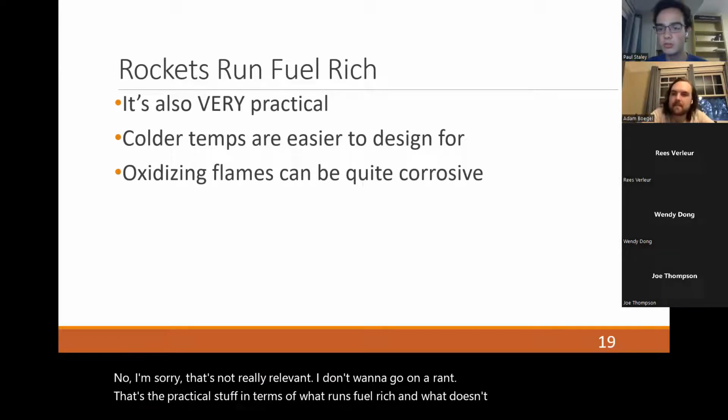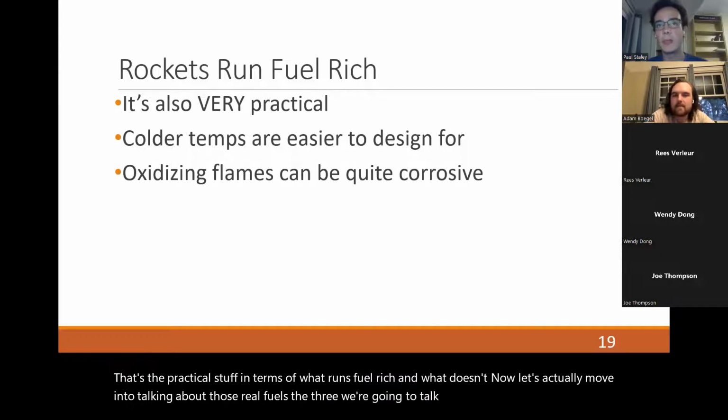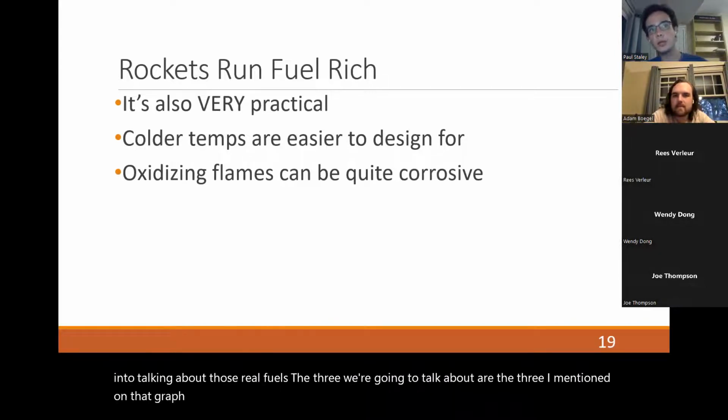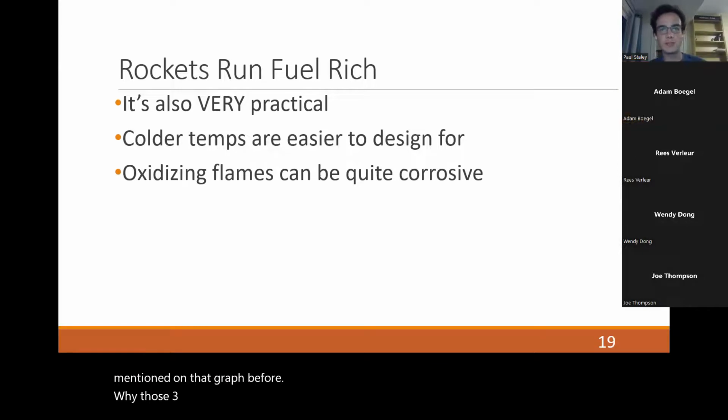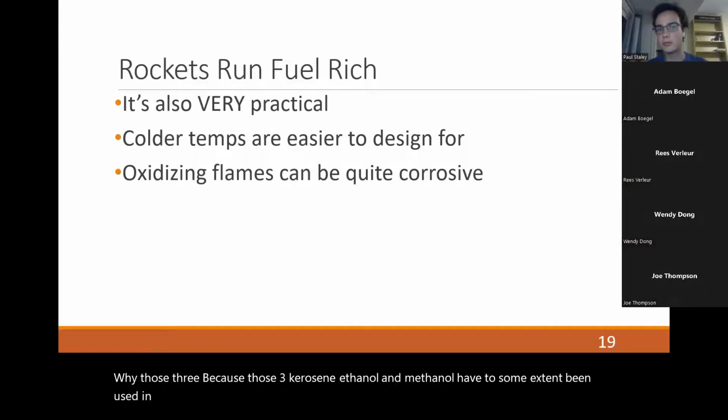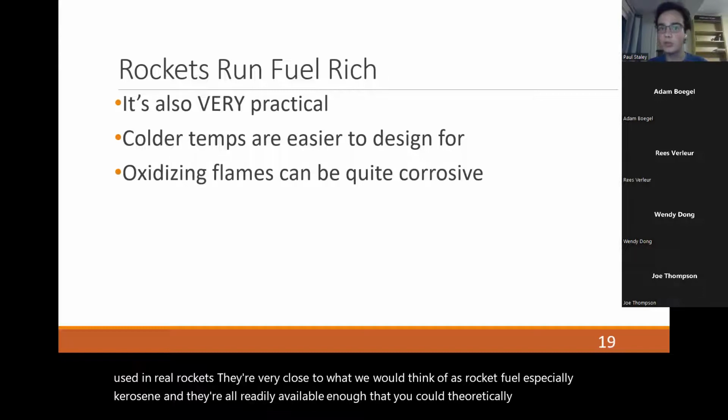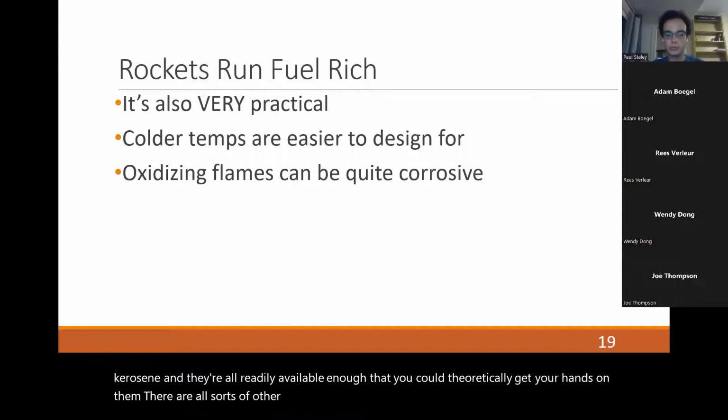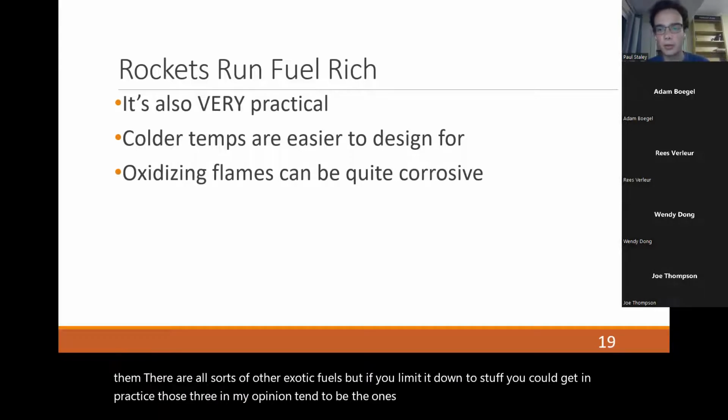Now let's actually move into talking about those real fuels. And the three we're going to talk about are the three I mentioned on that graph before. Why those three? Because those three, kerosene, ethanol, and methanol, have to some extent been used in real rockets. They're very close to what we would think of as rocket fuel, especially kerosene. And they're all readily available enough that you could theoretically get your hands on them. There are all sorts of other exotic fuels, but if you limit it down to stuff you could get in practice, those three, in my opinion, tend to be the ones that drop out pretty quick.